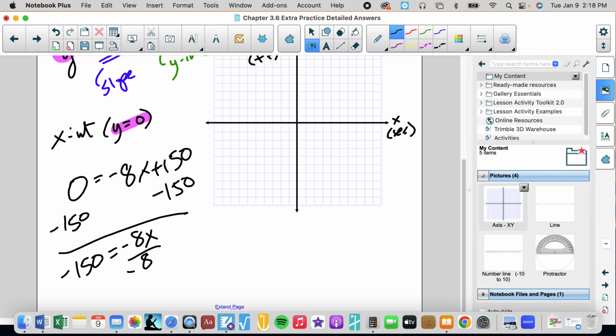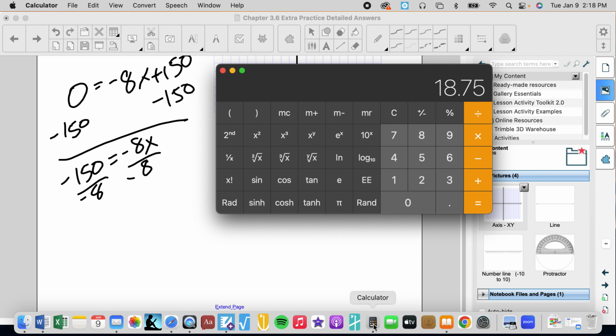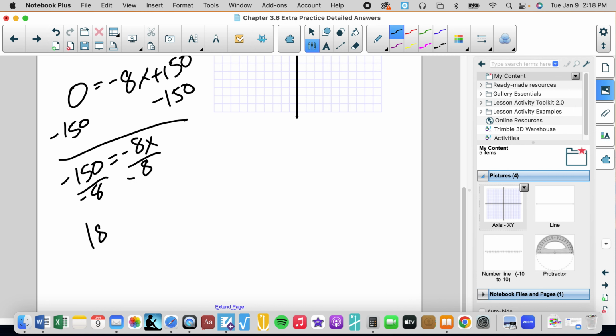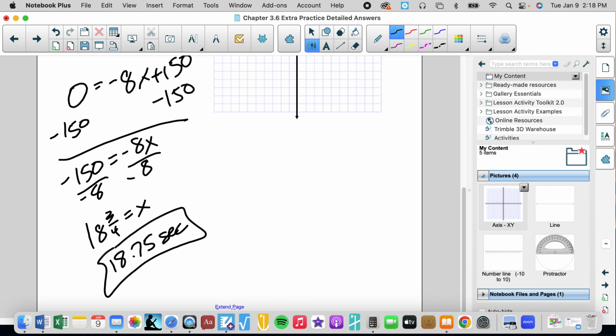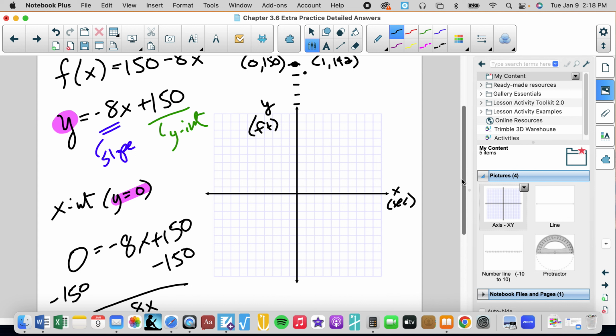Right, divide by negative 8, divide by negative 8. What do we say, 18.75? 18 3/4. 18 3/4 equals x, and that would be 18.75 seconds. So here we are, this is seconds, and we need to extend also here. Yuck. Well, this is 10 seconds, that's why. Oh yeah, 10 seconds. So 18 is going to be way out there.